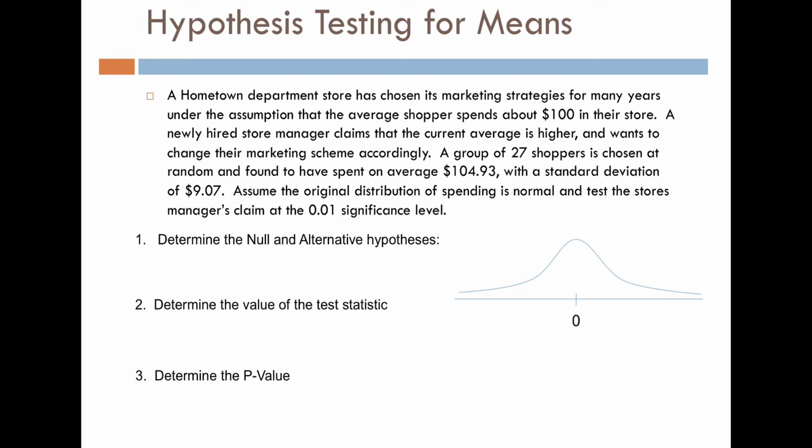Assume the original distribution of spending is normal and test the store manager's claim at a 1% significance level. All right, so the number that's in dispute here is our $100, right? That's being challenged. Status quo is that the average is $100. The marketing person, what do they believe? The store manager, they believe that the current average is higher and wants to change their marketing scheme accordingly.